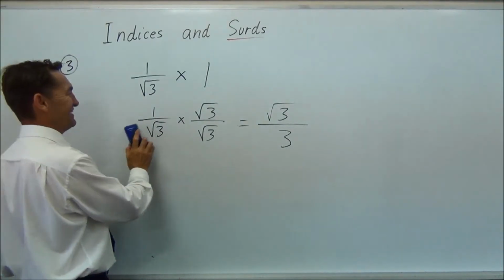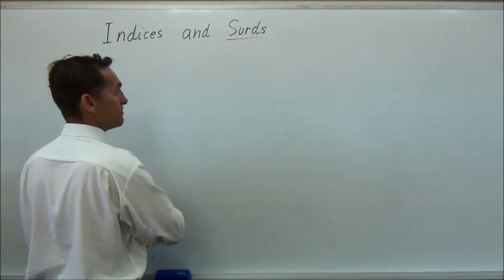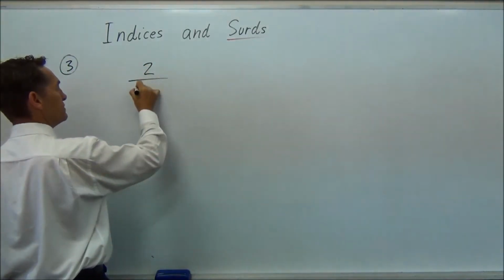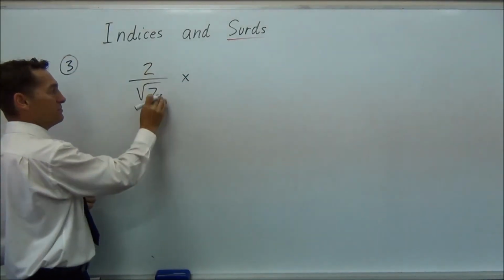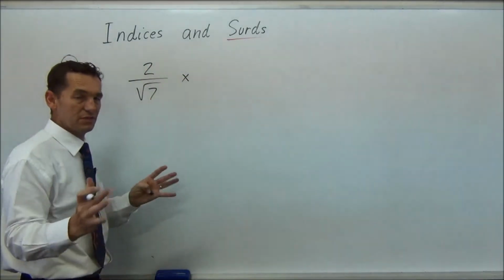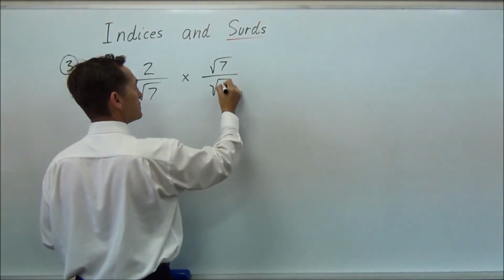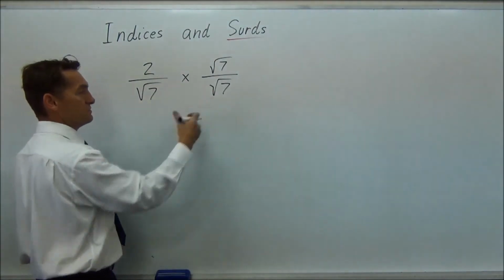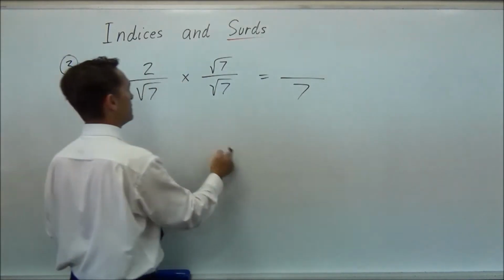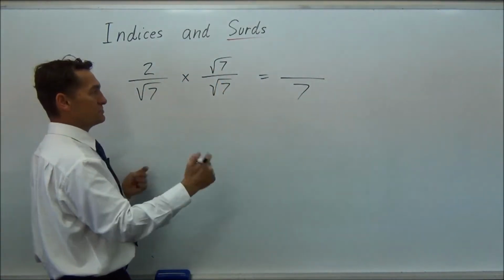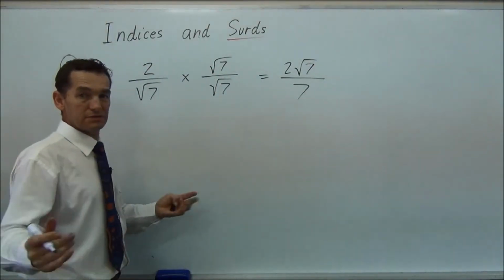We got that? Okay. And we'll do another one. Pick up and we'll just go 2 over root 7. So we're going to multiply by, again, ignore the top. You're only concentrating on rationalising the bottom. So we're going to multiply by root 7 on root 7. Well, a root times a root, I just told you, is the number. So that's a 7. 2 multiplied by root 7 is 2 root 7. And that's it, you're done.